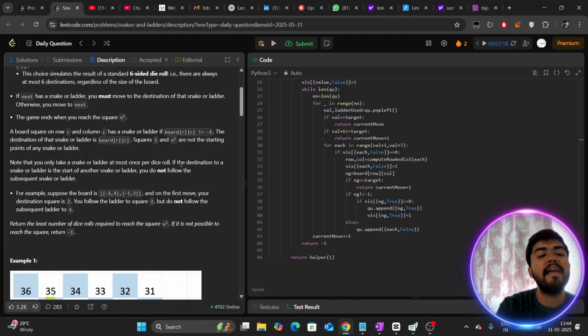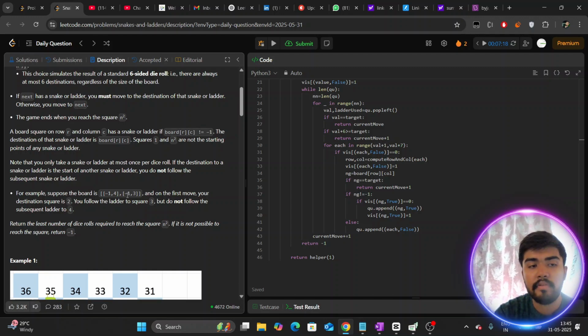So what they have basically asked for, they have given an example. For this you will definitely get this. For example, suppose the board is this configuration, and on the first move your destination square is 2, right? So you go to this 2x cell and you follow the ladder. The ladder will make you go to 3.